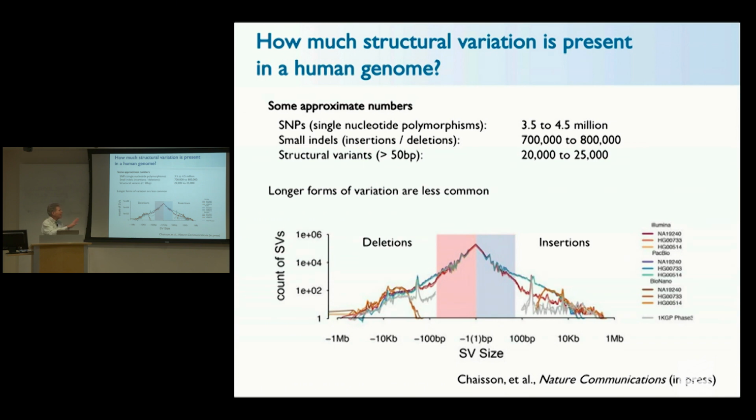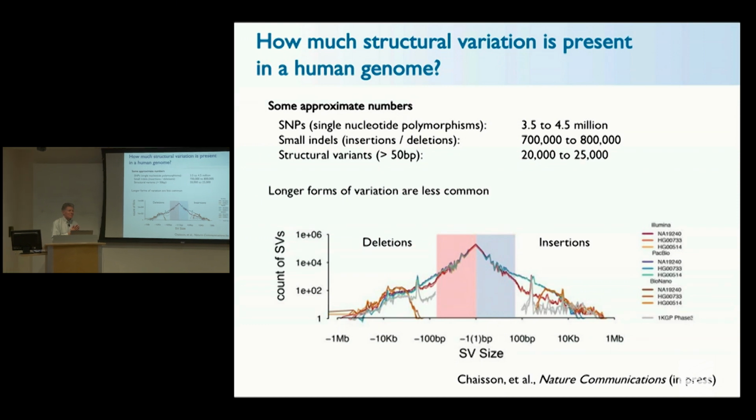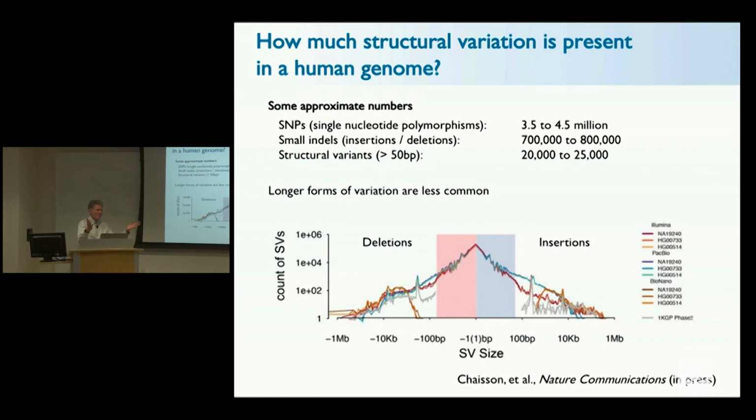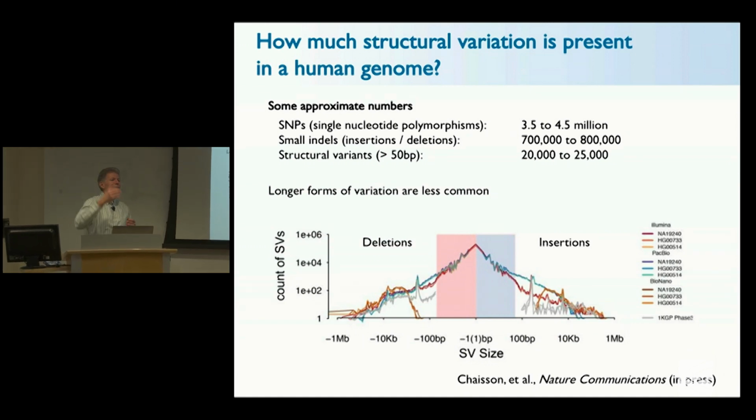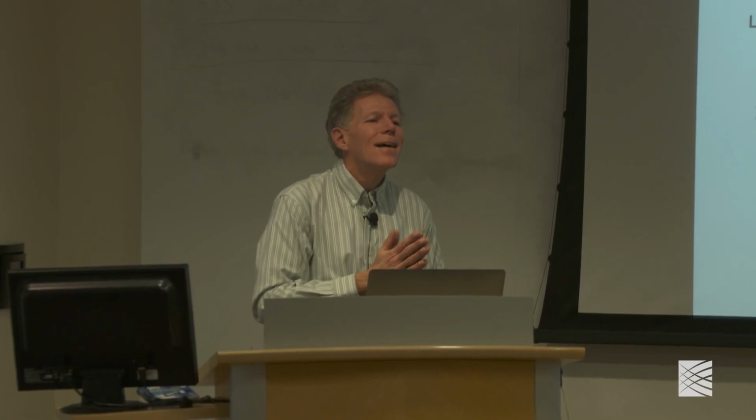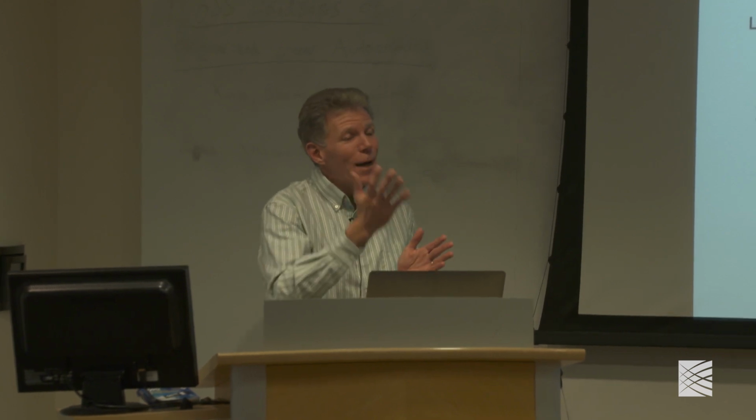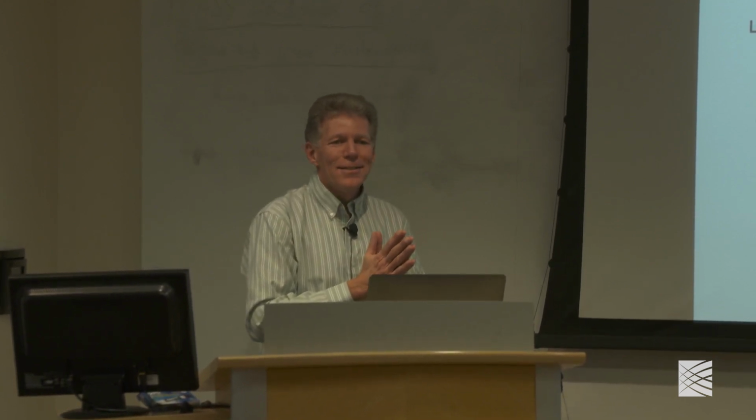So I have a question. I say here for SNPs, SNPs we actually know a lot about, right? We're pretty confident about SNPs. Why do I give this range of 3.5 to 4.5 million? Why am I not more certain? Any idea? Louder? Could be repetitive areas. Other theories?